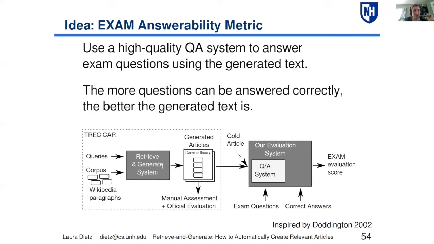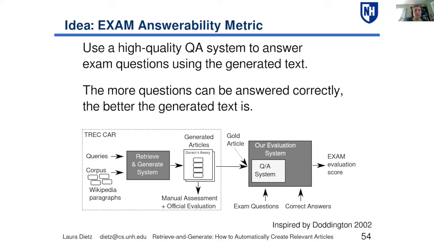The generating system doesn't get to see any questions. This is held out from the system. It's only used during the evaluation stage, where our question answering system lives. Only our question answering system gets to see the exam questions. If you run an exam at school, the students have to learn without knowing the exam question. It's the same kind of setup. So the question answering system gets to see the question and has to answer these questions using this generated article.